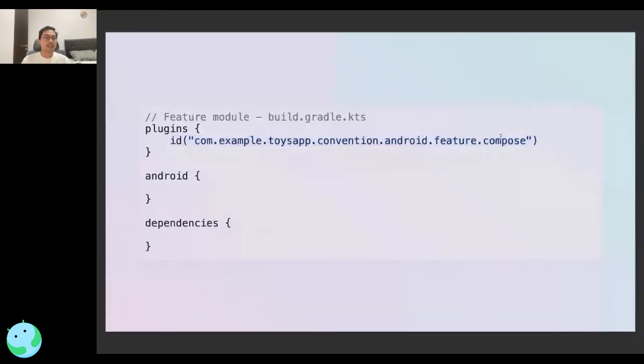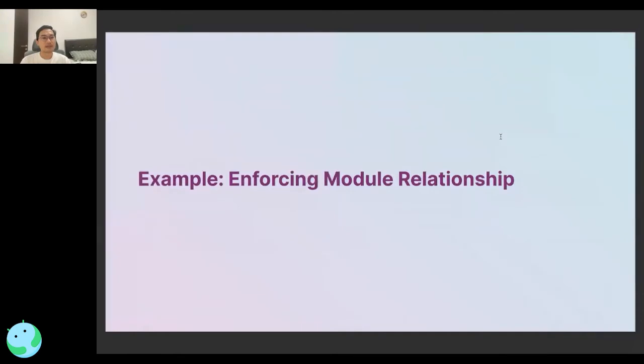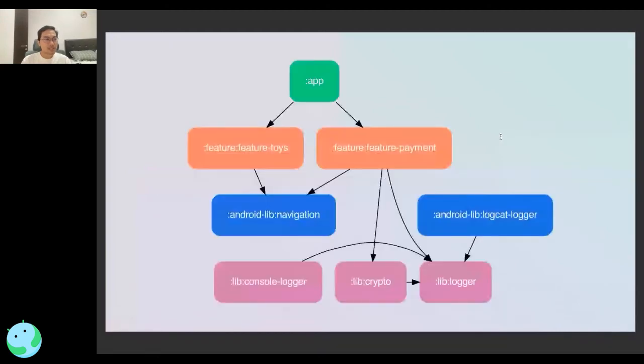Okay, next we'll see how we can enforce module relationships using the module graph assertion plugin. So from this, we can infer the following rules. The app module can depend on feature modules. Feature modules can depend on library modules, but not the other way around, right?